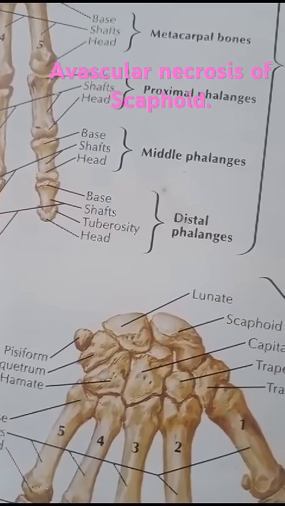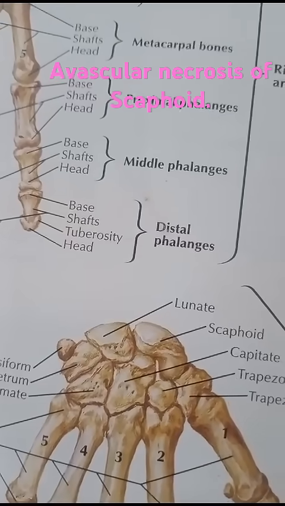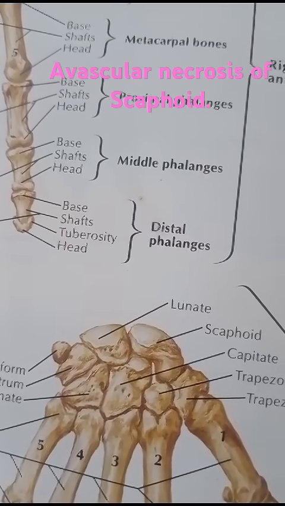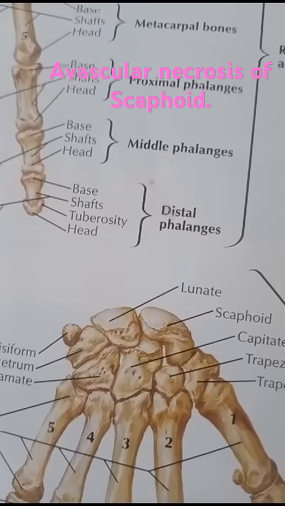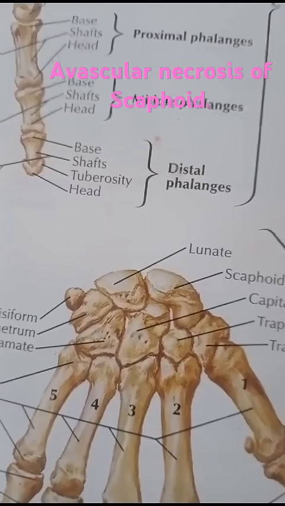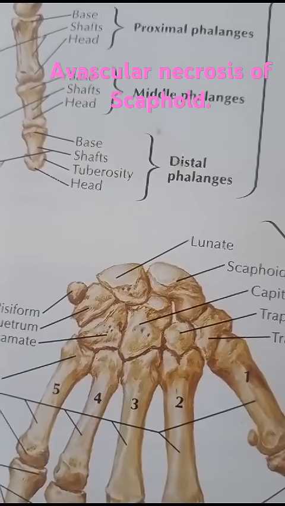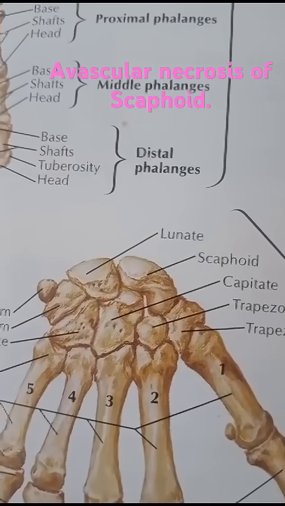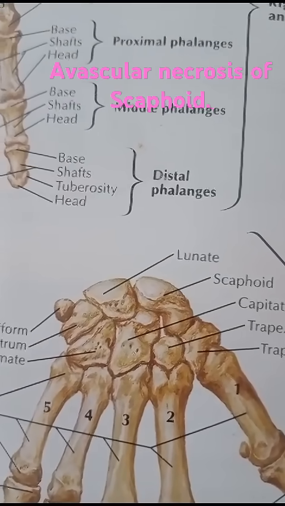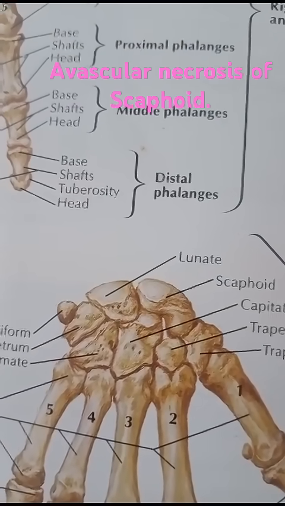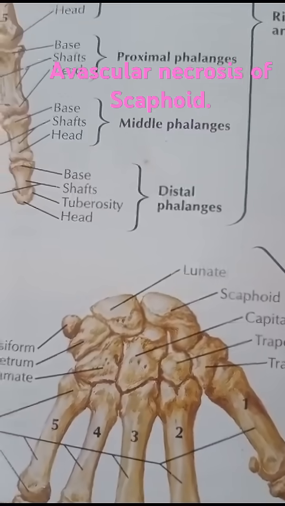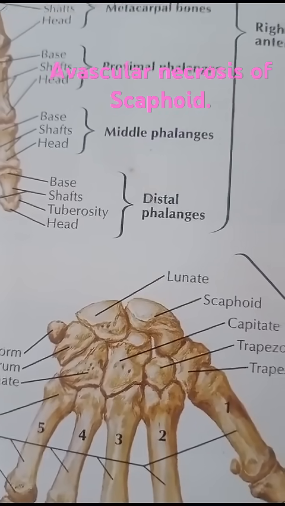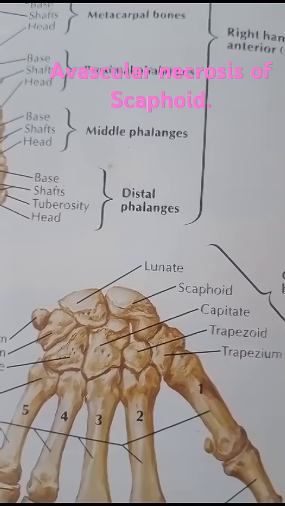So the proximal pole has a retrograde blood supply, therefore it is dependent entirely on the intraosseous blood flow. And there is always a high risk of non-union and osteonecrosis after a fracture. So this is one of the bones which is very vulnerable to fractures. It is called avascular necrosis of the proximal scaphoid. So this is an interesting fact about the scaphoid.